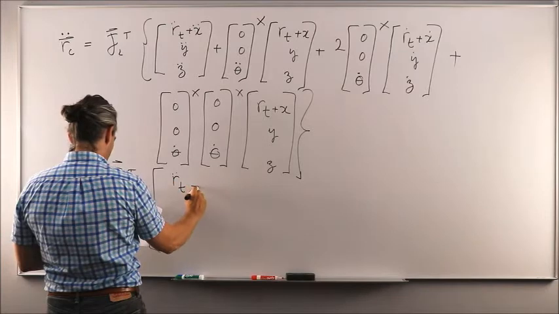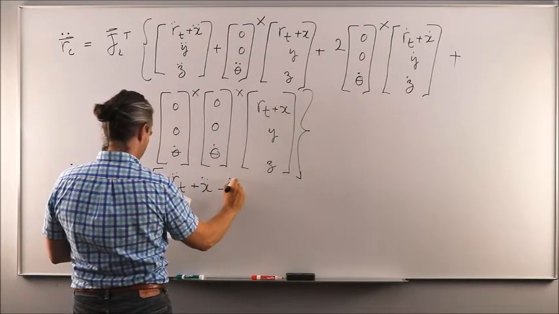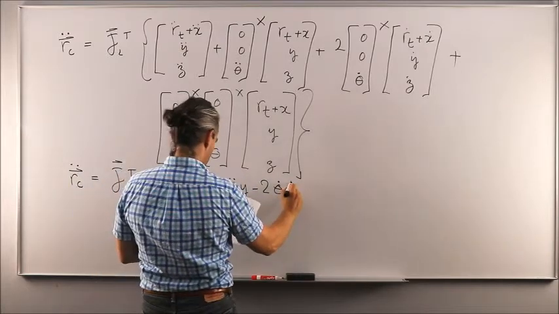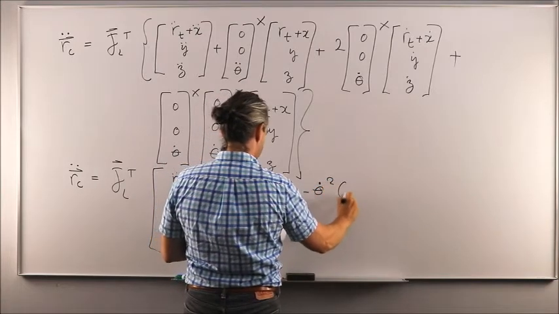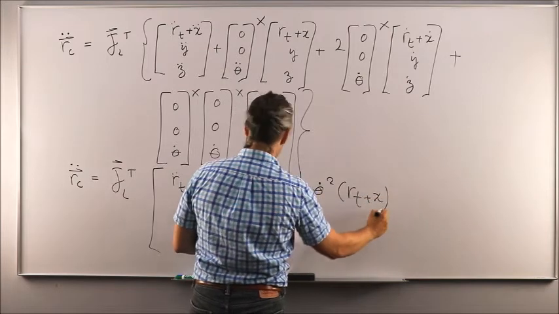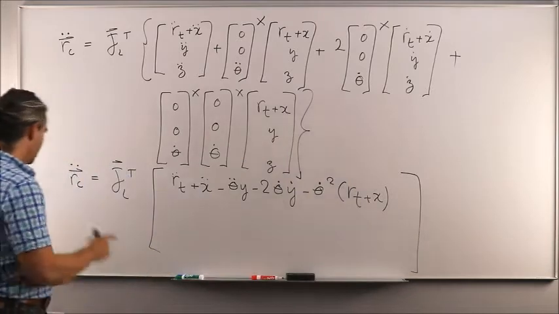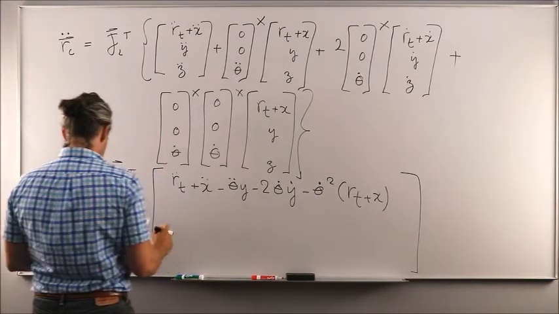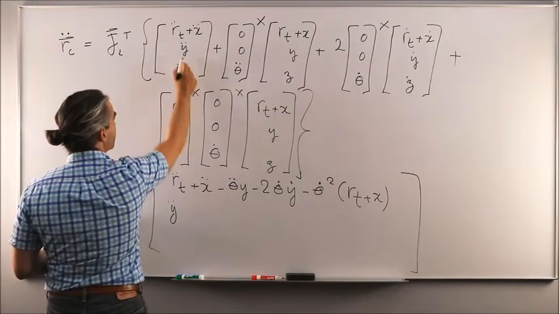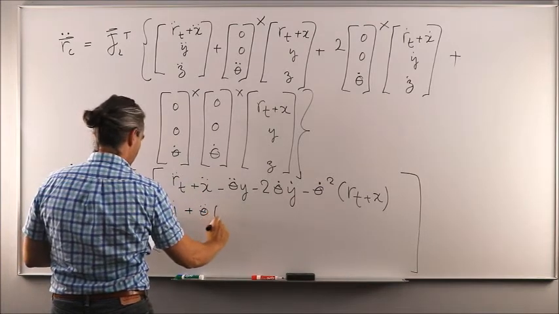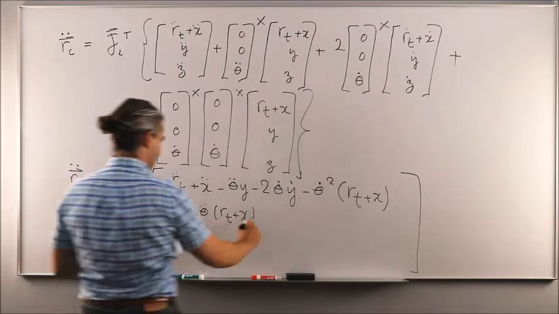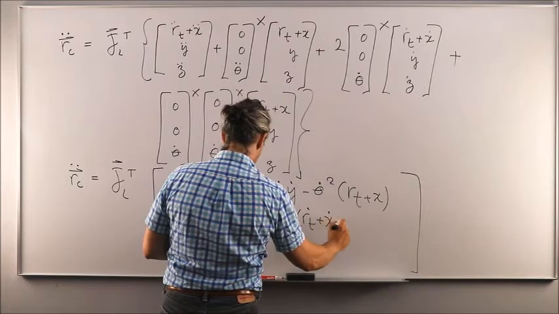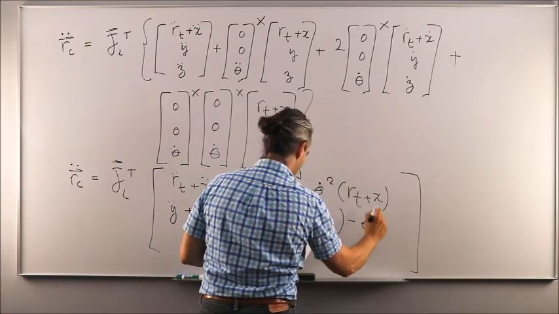So RT double dot plus X double dot minus theta double dot times Y minus 2 theta dot Y dot minus theta dot square RT plus X. So all this is for the X components of the chaser spacecraft acceleration vector in terms of components in LVLH. All right. For the Y components, we have Y double dot plus theta double dot times RT plus X plus 2 theta dot RT dot plus X dot and minus theta dot square times Y.